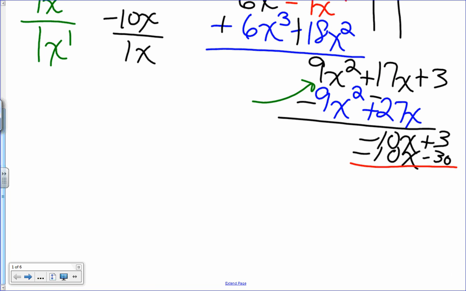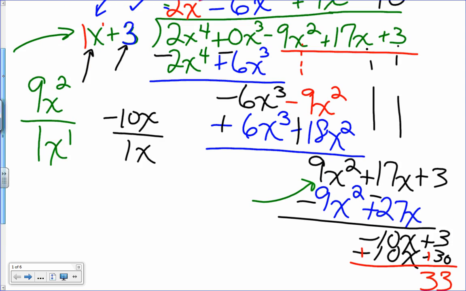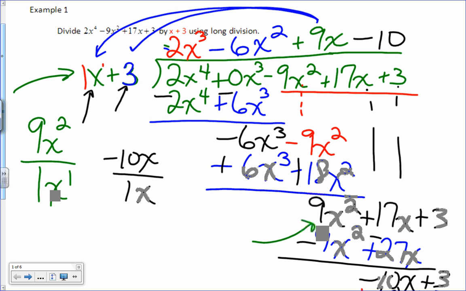So now here's where some people will mess up the remainder. You do still have to go in and change your signs or subtract what you have. So it looks like 33 is the remainder. There are many ways you can write the remainder. Probably the most common is just to put remainder 33.